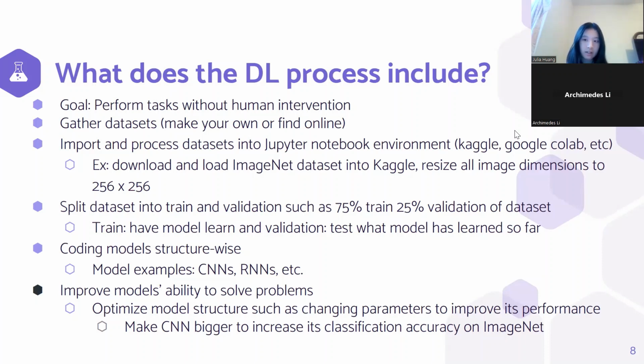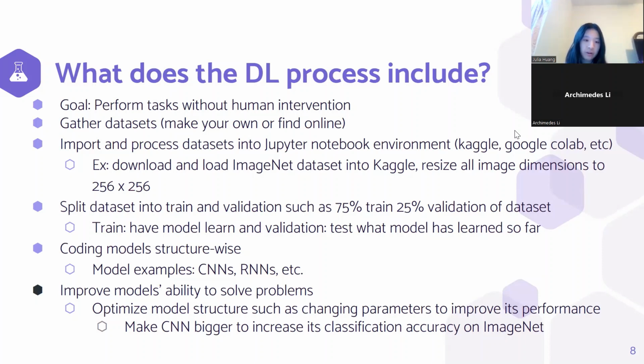Next, we would split the data set into train and validation, or train and test. For example, we could split it to 75% train and 25% test of the data set. That means that if we have 100 images in our data set, 75 images are used for training and 25 are used for testing. And for the model part, we could code any type of model that we want, for example, CNNs, RNNs, etc. Usually CNNs are really good for images, and RNNs are really good for audio or text, for example, in trying to translate languages. Basically, the goal is to improve the model's ability to solve problems.